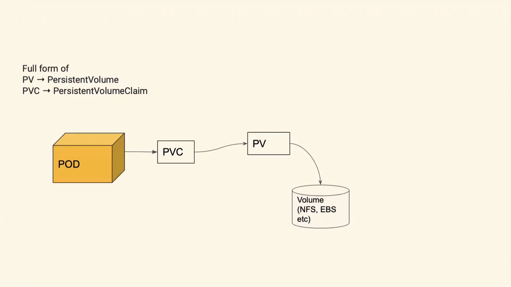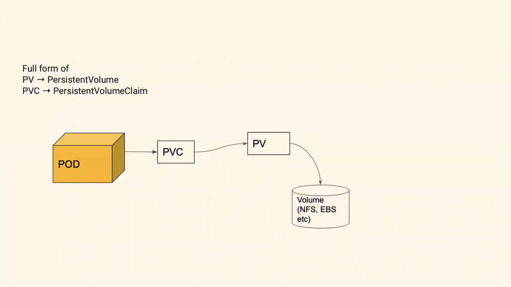Just having PV or just having PVC will not help us to get the pod, because that is not the way it works in Kubernetes. So PVC and PV both work hand in hand if it needs to be attached to the pod.